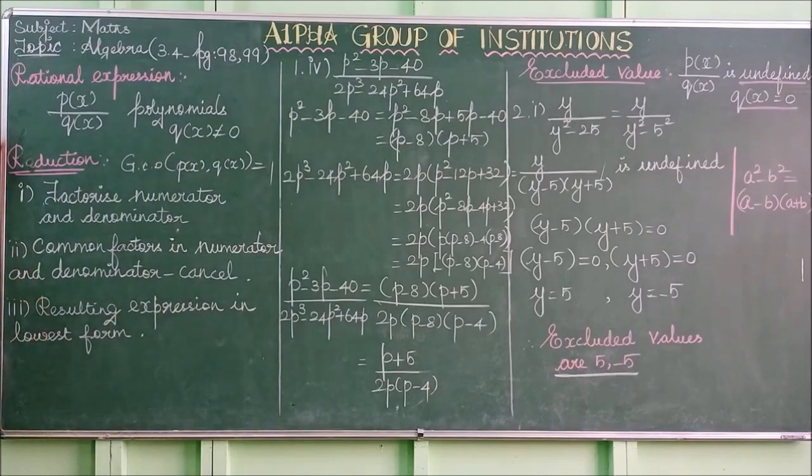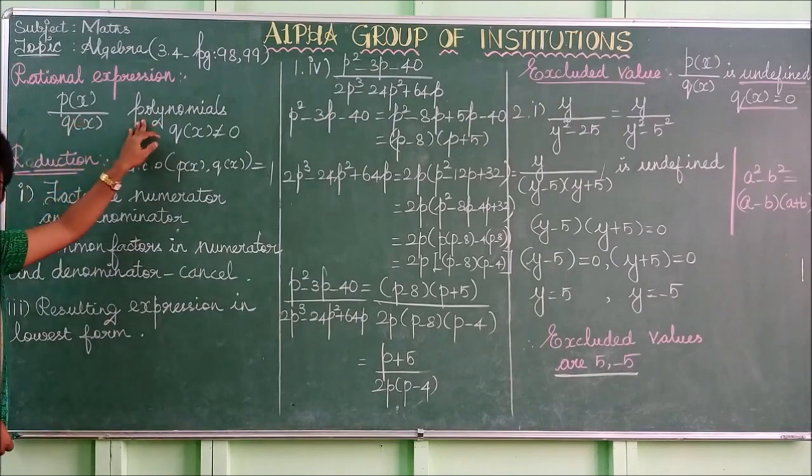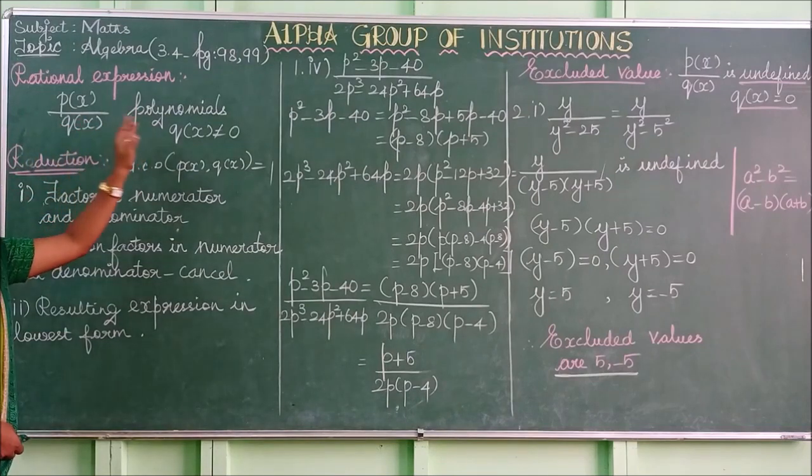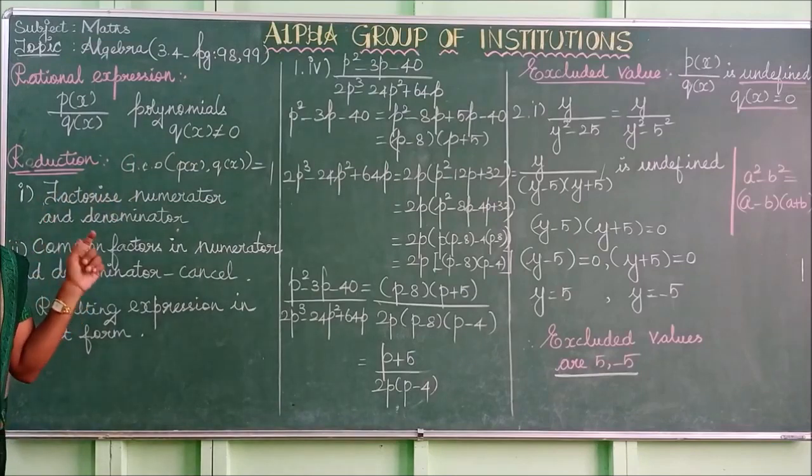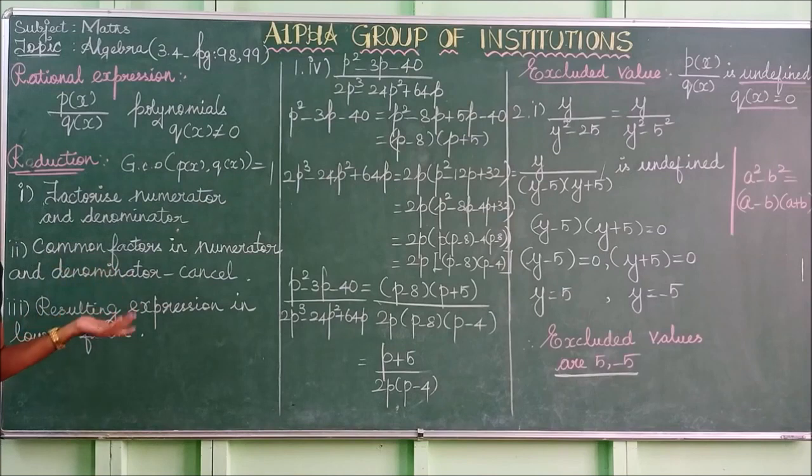Once again listen. So rational number. Already you saw in numbers, what is a rational number? A rational number has both a numerator and a denominator, and the denominator will not be 0. The same is true for algebra also. P of x by Q of x, both are polynomials, and the denominator, Q of x, is not equal to 0. So again, the rational expression is the ratio of two polynomials.